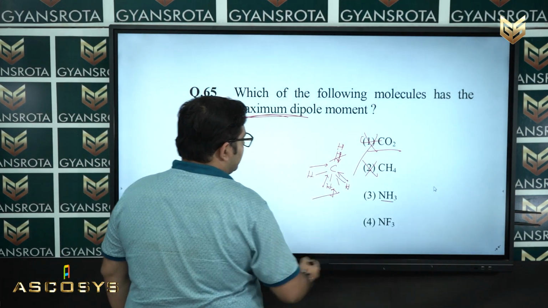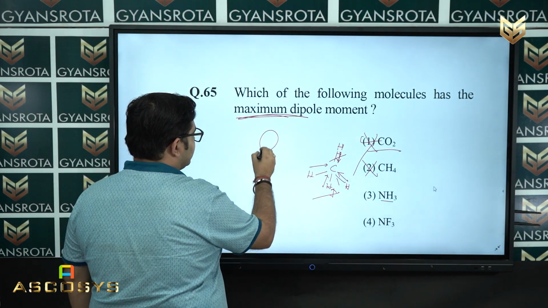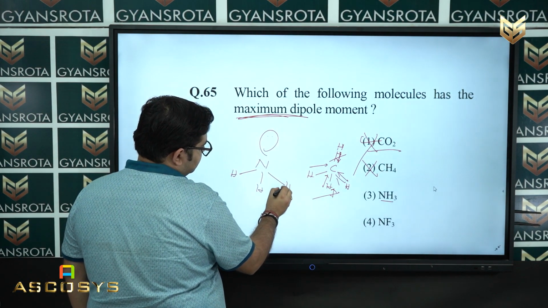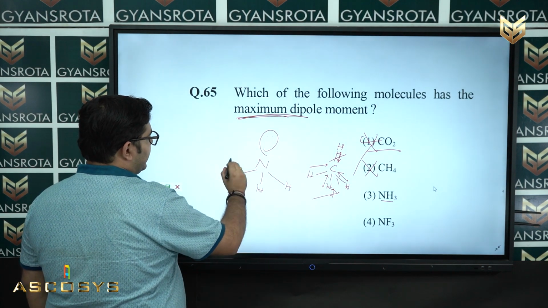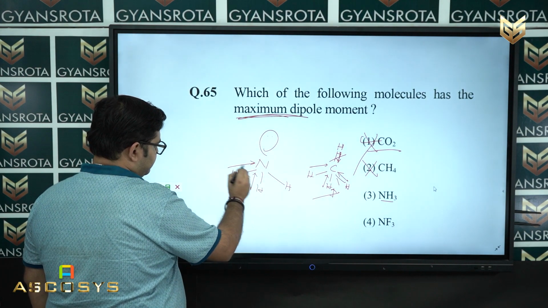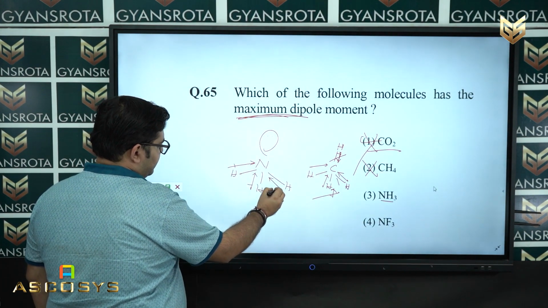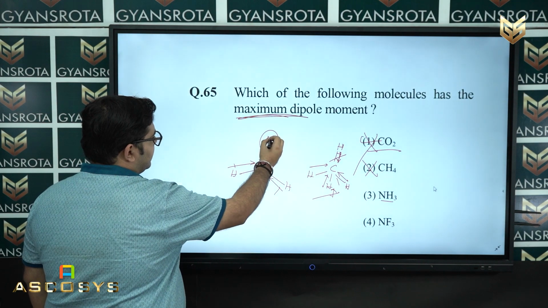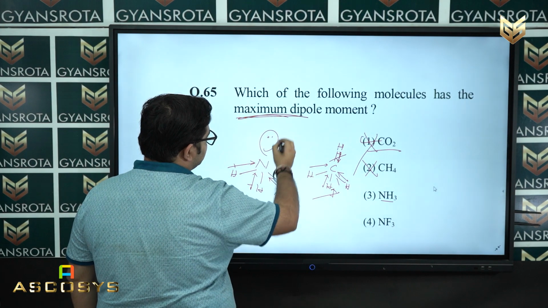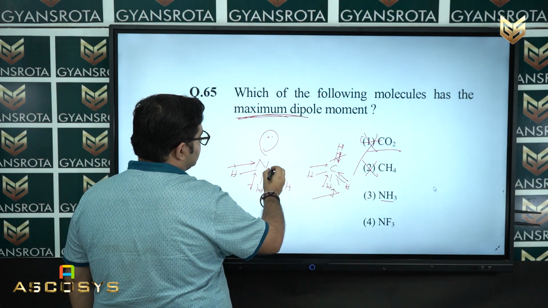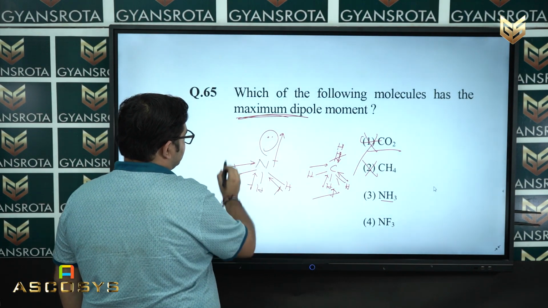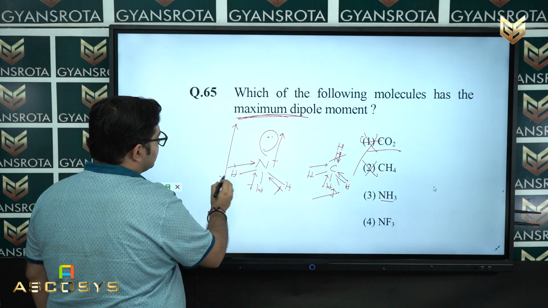Now, for ammonia, how is the structure? Your structure looks like this. Now, you have to draw an arrow from least electronegative to more electronegative. So, this is your arrow. In case of lone pairs, when they are present, you have to draw the arrow in such a manner that the head should be towards the lone pair of electrons. So, your arrow should be like this. Now, see here all are in the upward direction. So, your resultant arrow is this one.